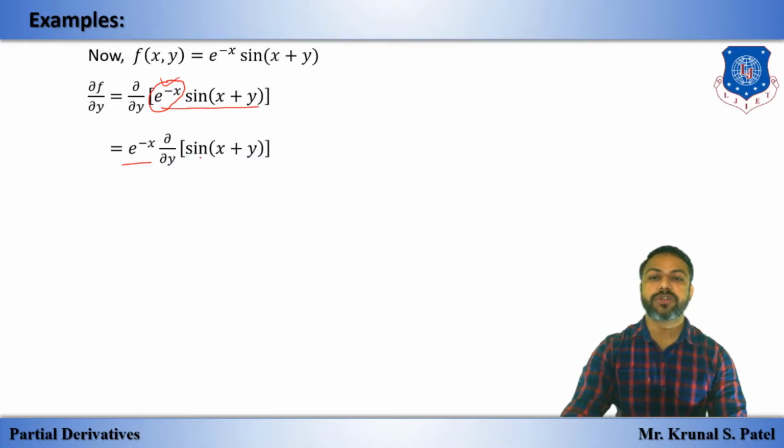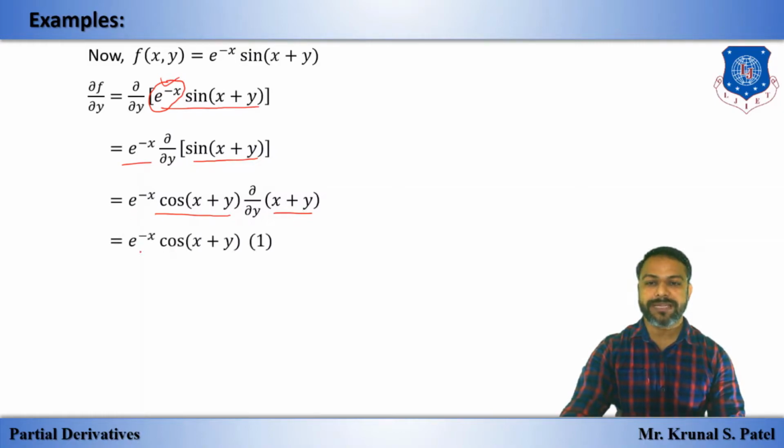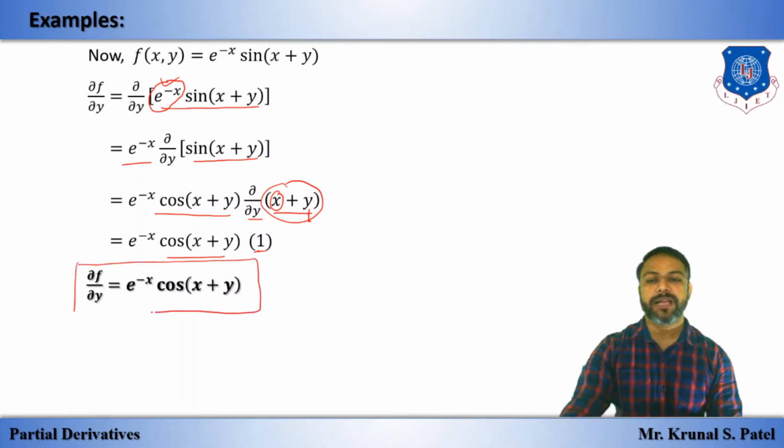Now the differentiation of sin(x + y) with respect to y is cos(x + y) times ∂/∂y of (x + y) because of the chain rule. Now e^(-x) as it is, cos(x + y) as it is, and the differentiation of this x + y with respect to y is 0 plus 1, so 1. By simplifying this, we have the derivative of f with respect to y. This is our final answer.